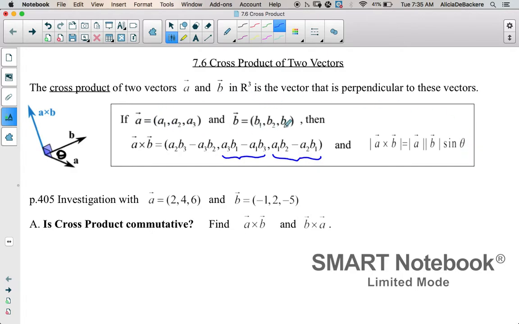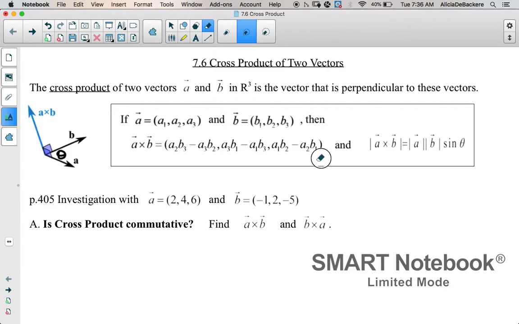If I was given this information here, then I wouldn't have the sine of theta, but I would be able to figure out the magnitude of A cross B by doing this formula and then square rooting the square of each component. I would also be able to find the magnitudes of A and B, again square rooting the squares of each component, and so then I could isolate and solve for theta. That would be one suggestion for why I might use this formula.